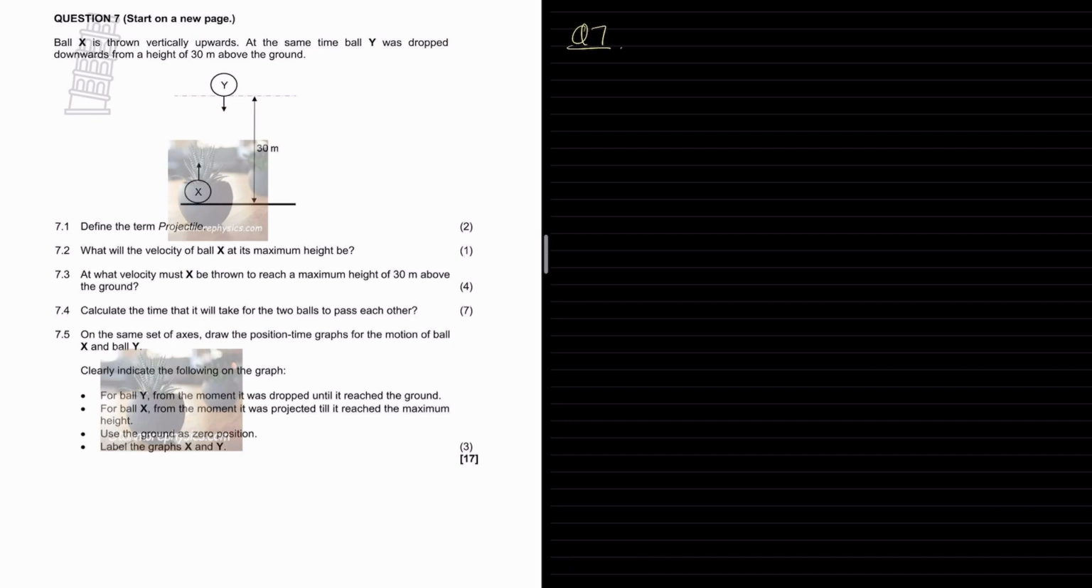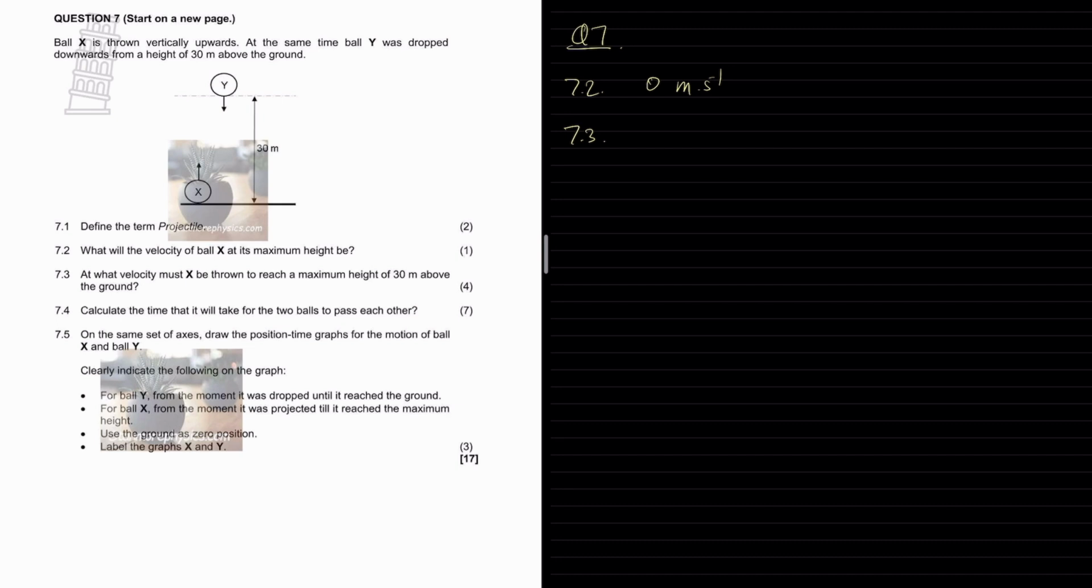Ball X is thrown vertically upward. At the same time, ball Y was dropped downward from a height of 30 meters above the ground. Okay, define projectile, we don't need that. 7.2, what will the velocity of ball X at maximum height be? That's an easy one. It's going to be 0 meters per second.